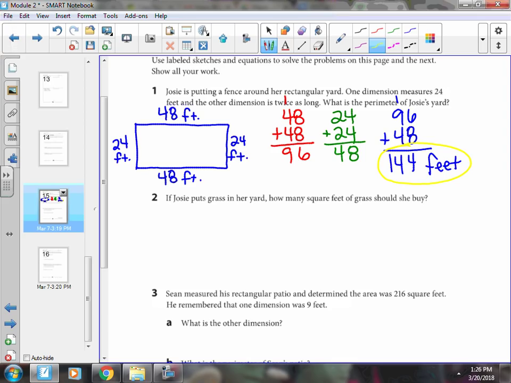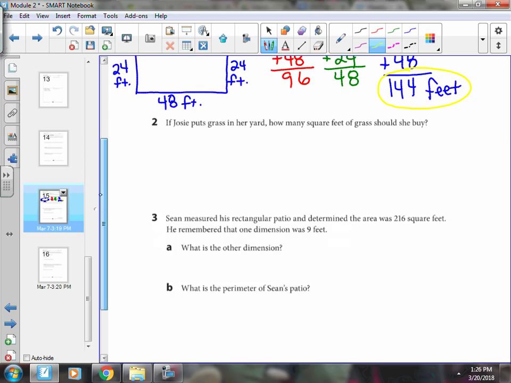Number 2, if Josie puts grass in her yard, how many square feet of grass should she buy? When I say area, you say square area. Area. If we're talking about the grass on the inside, that means this is an area question. And now that we know the dimensions, right? 48 is the long side, 24 is the short side. Now we can multiply them together to get the area, length times width.